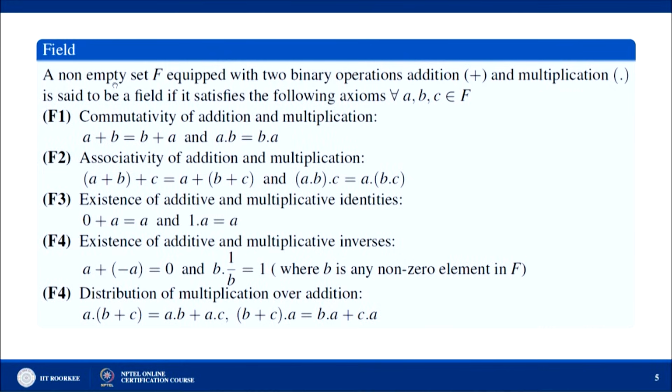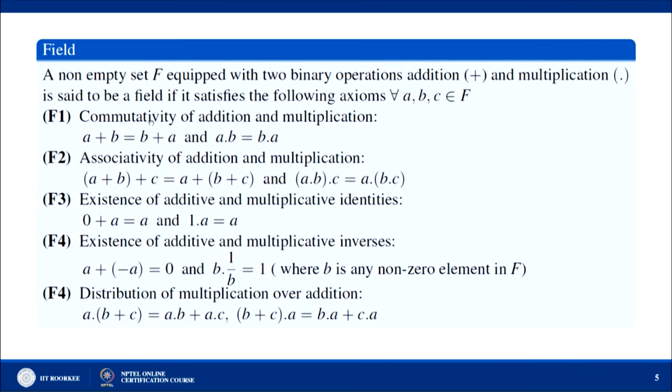Now, we come to field and then we go to matrices. Now, what is a field? Let us quickly see. A non-empty set F equipped with two binary operations, addition and multiplication, is said to be a field if it satisfies the following axioms for all A, B, C in F. Now, here in fields, instead of one binary operation, we are having two binary operations. The first binary operation we are denoting by addition. It may be any operation, but we are denoting it by addition, and the second binary operation we are denoting by multiplication.